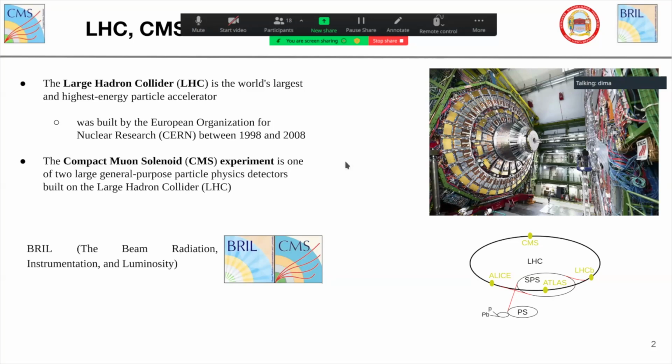During the project, I worked with members of the BRIL group. BRIL stands for beam radiation, instrumentation, and luminosity. The main goal of the group is to estimate beam parameters. One of these parameters is luminosity, and luminosity was the main objective of this work.